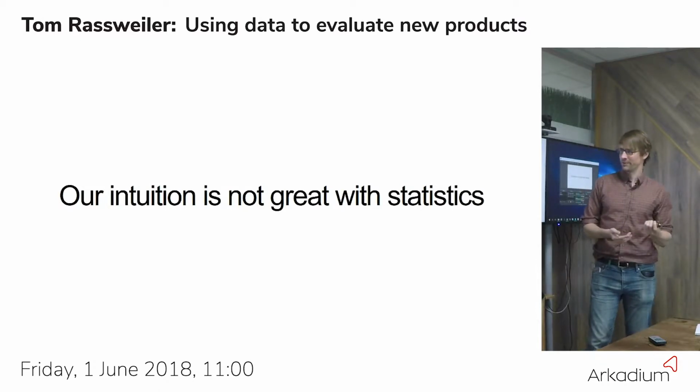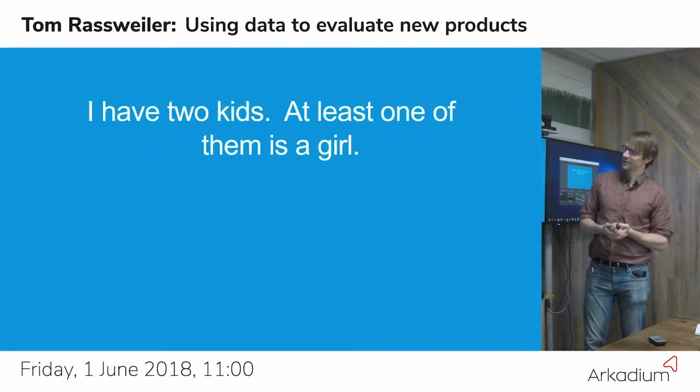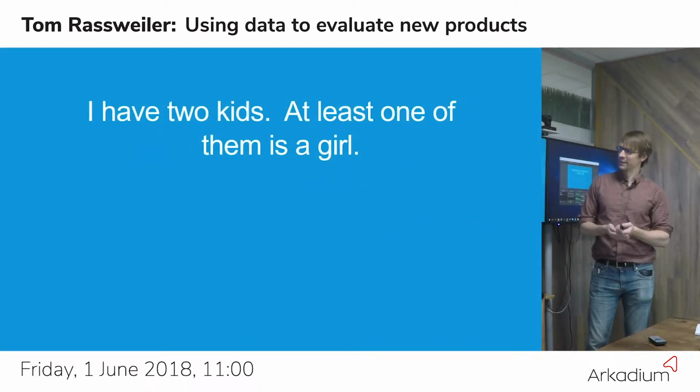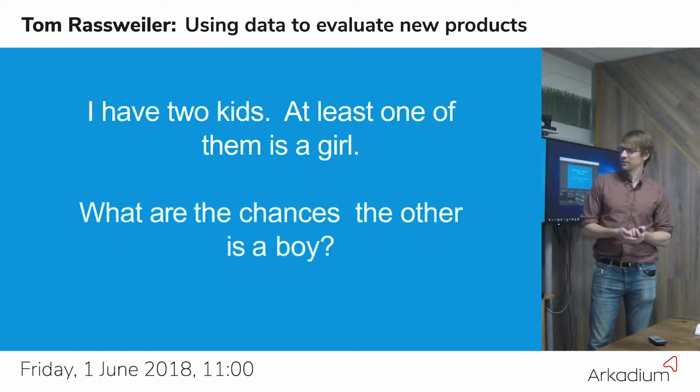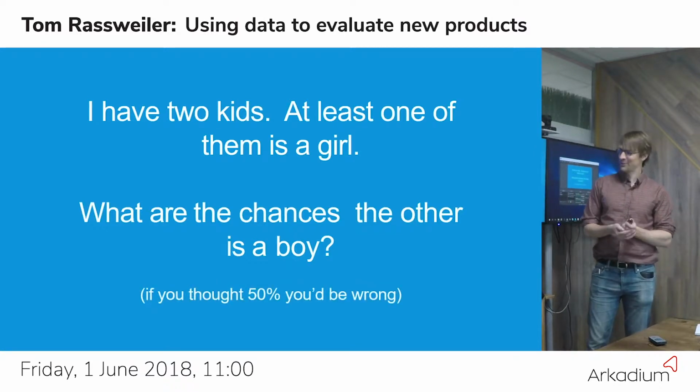One note the book makes is our intuition is not great with statistics. I don't know if anyone knows this. So I have two kids. This is not me specifically, but in general, if you were to say, I have two kids, at least one of them is a girl. What are the chances that the other is a boy? 50-50. If you say 50%, you'd be wrong.